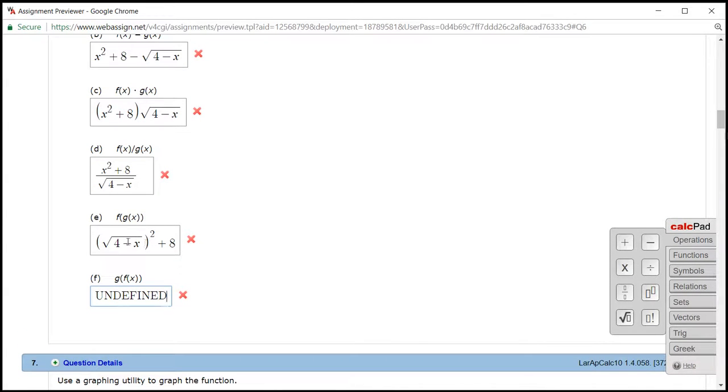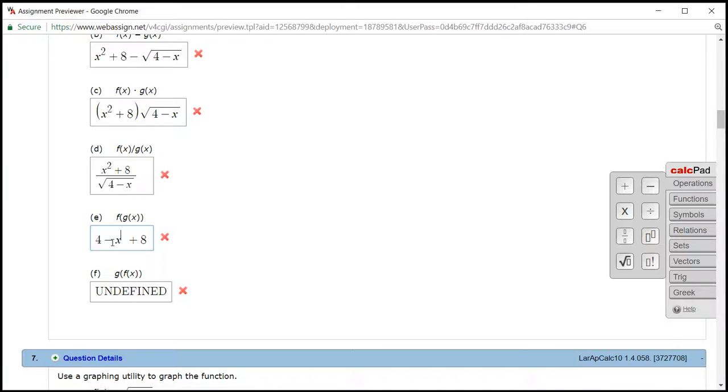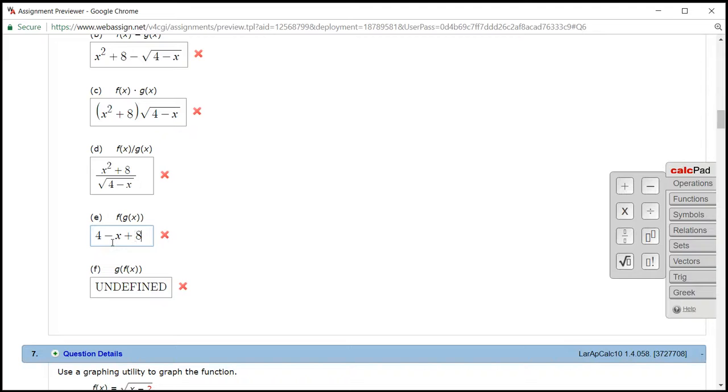And here, I think we can actually do a little bit more. If it's a square and a square root, we can cancel those out. And then what you get is, we can combine 4 and 8 together, so that will be 12 minus x.